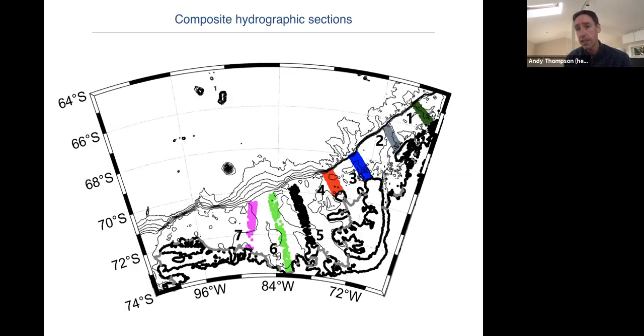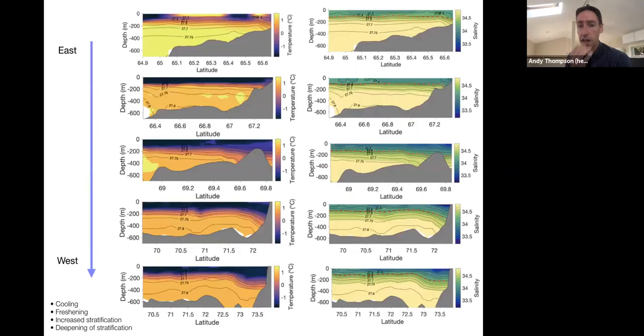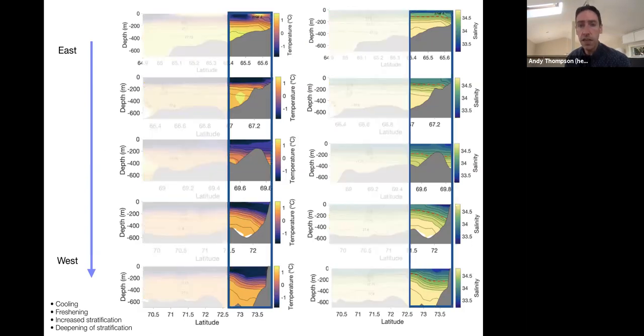As I said, you can also take the seal data and create, as you would do via ship, a hydrographic section. These are composite sections. So this was work led by Ryan Schubert, who is, again, a master's student at Florida State. He collected profiles in these various bands, binned the data as a function of depth and distance away from the coast, and made these really beautiful sections of temperature and salinity. I'm not going to go through all of these, but again, the focus here is what's happening very close to the coast. And again, this is going from east to west all through the Bellingshausen Sea.